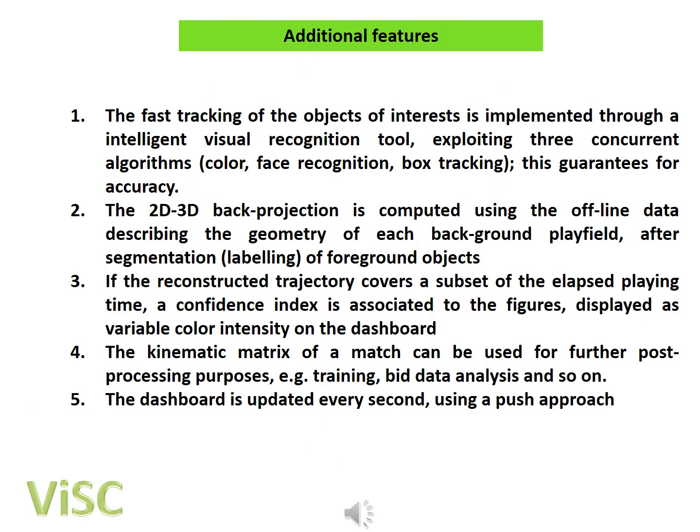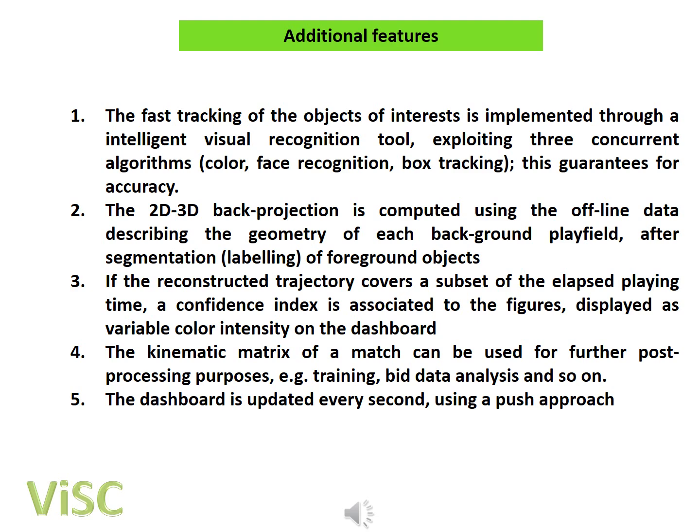Before concluding this presentation, I wanted to tell you about additional features of the Visc app. The first is that fast tracking of the object of interest is implemented through an intelligent visual recognition tool, exploiting 3 concurrent algorithms. This guarantees the accuracy of the result. Second, the 2D to 3D back projection is computed using the offline data describing the geometry of each background play field and the segmentation of the foreground object.